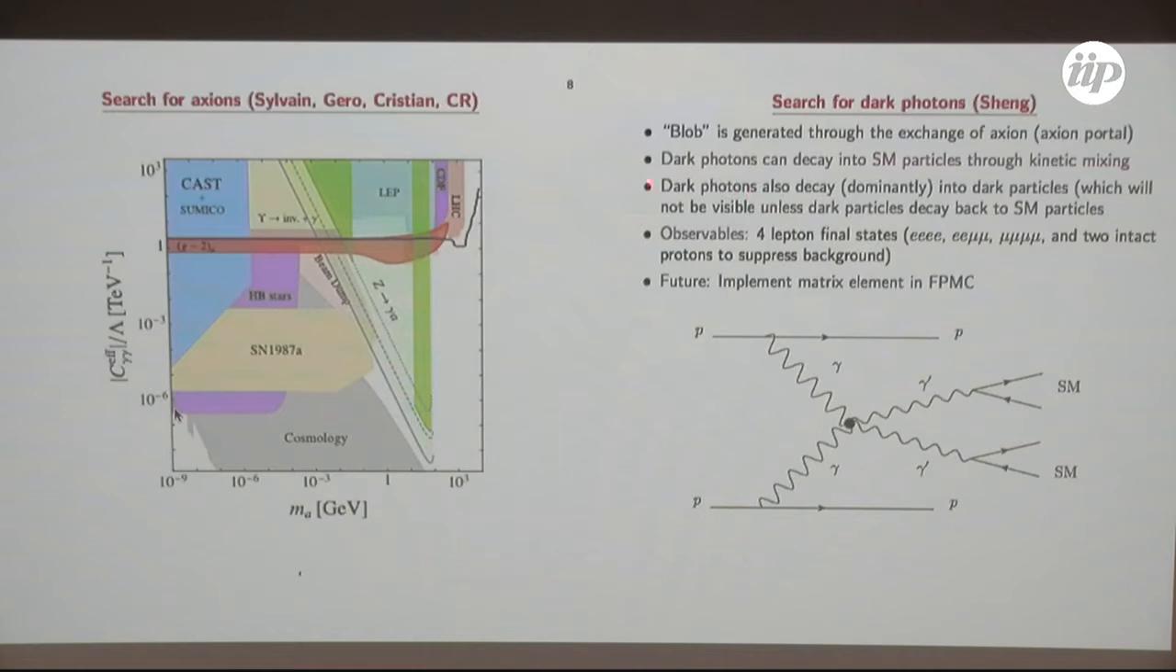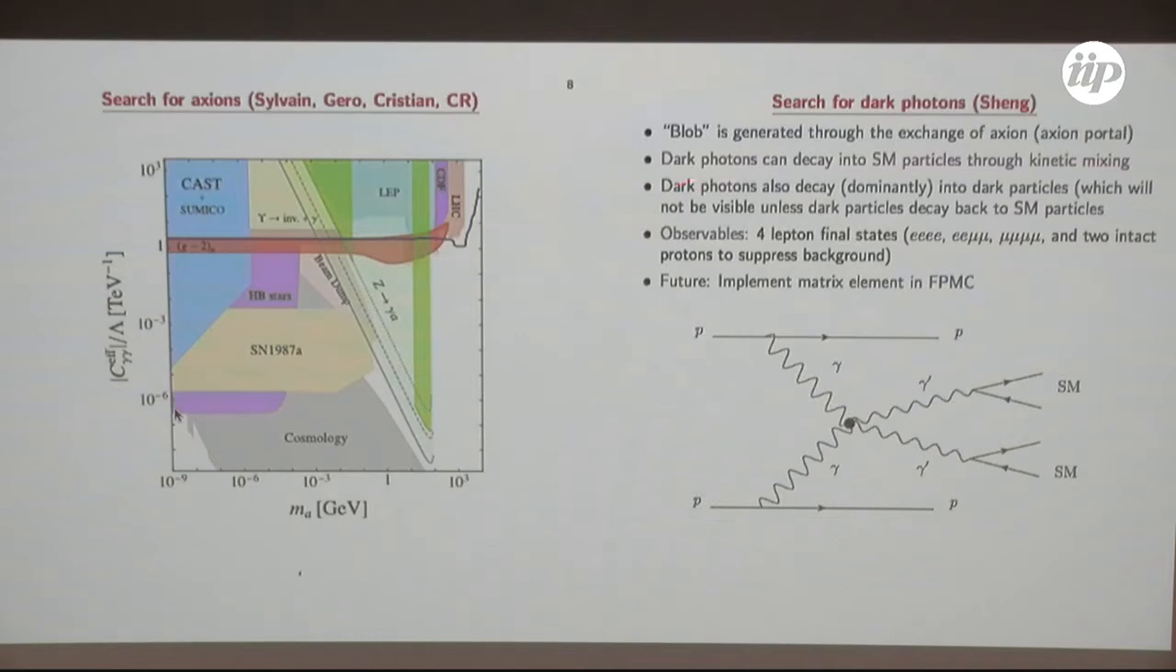Also, of course, the dark photon can decay dominantly into dark particles, which will not be visible unless the dark particles decay back to standard model particles. And I will mention actually that we can also look for a dark or invisible object at the LHC using other methods at the end of this talk.